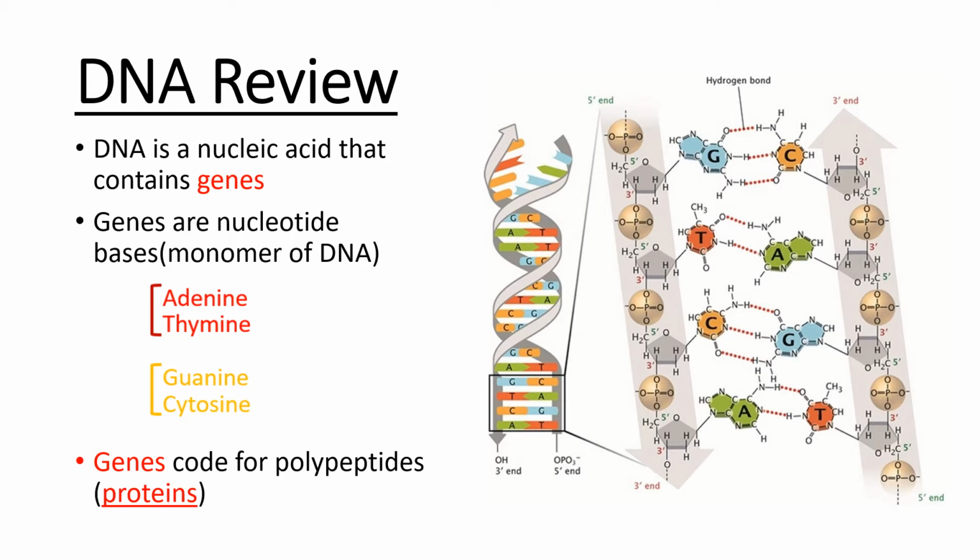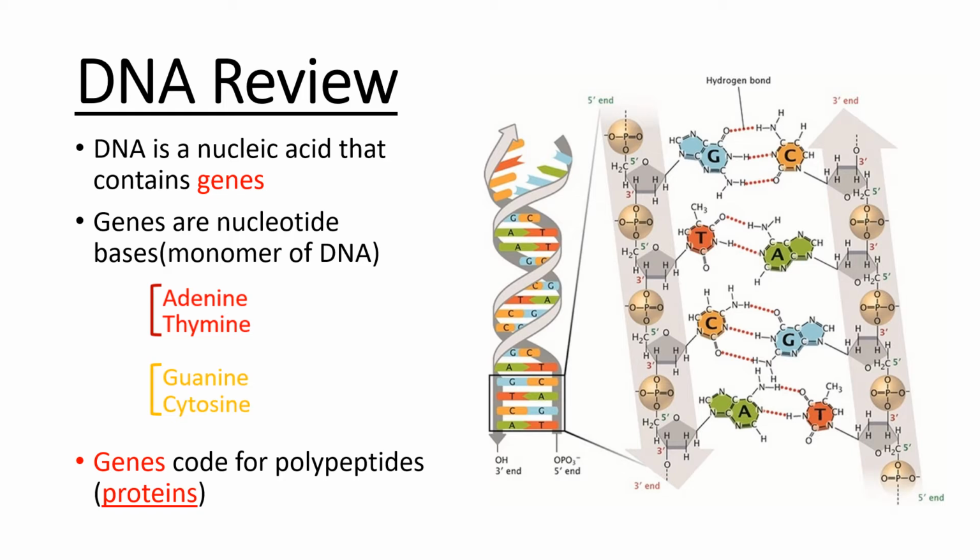DNA is going to be made up of nucleotides that are the monomers. So they're going to be that small building block that we use to create something bigger. In this case, it would be a nucleic acid. DNA is made up of four nucleotides: adenine and thymine, which bond together, and guanine and cytosine, which pair together. And this is what distinguishes DNA and RNA from each other. Remember that in DNA, thymine is going to pair with adenine.